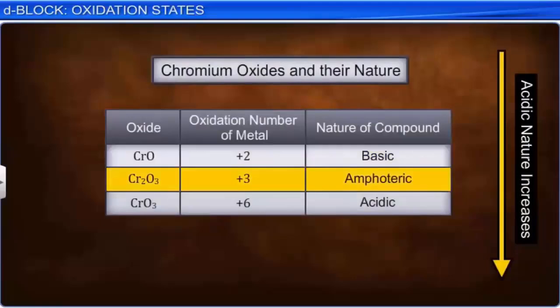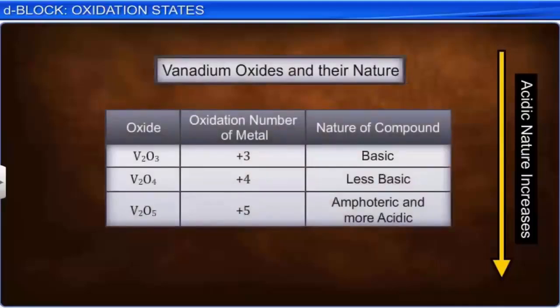A gradual change in nature of the oxides from basic to amphoteric can be clearly seen in vanadium. Vanadium(III) oxide is basic, while vanadium(IV) oxide is less basic. On the other hand, vanadium(V) oxide is amphoteric with more acidic properties.